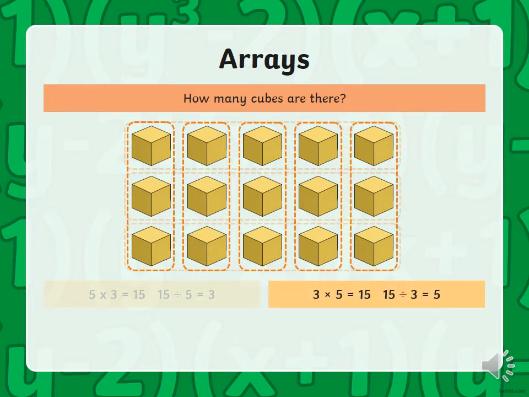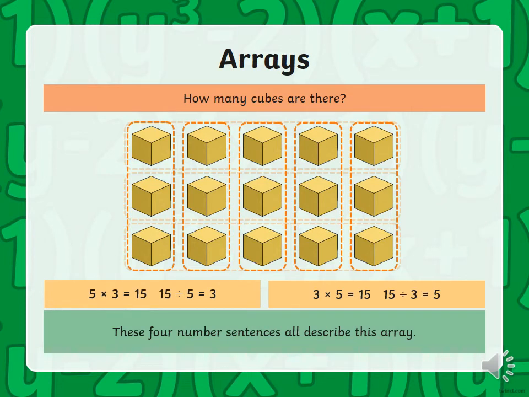So you've got 3 times 5, which is 15, and then 15 divided by 3, which is 5. So that's very similar again. All you've done is move the numbers around a bit to get the other division sum. But when it comes to division, the biggest number or the total always has to be the first number in the equation.